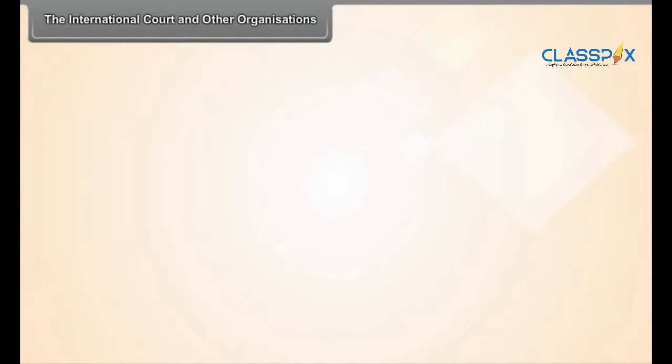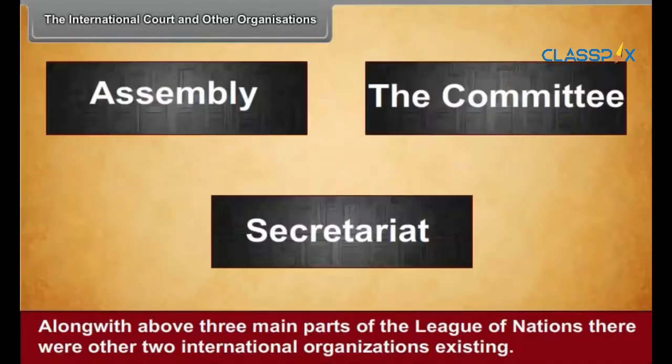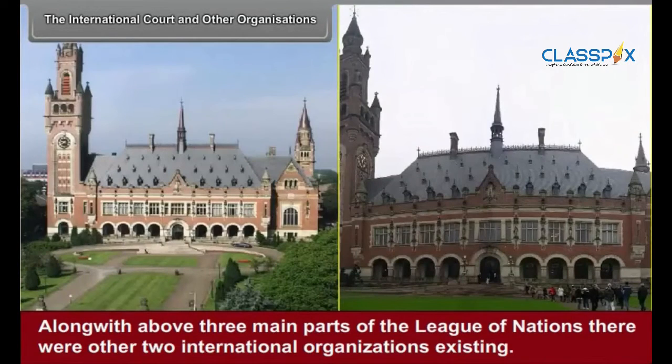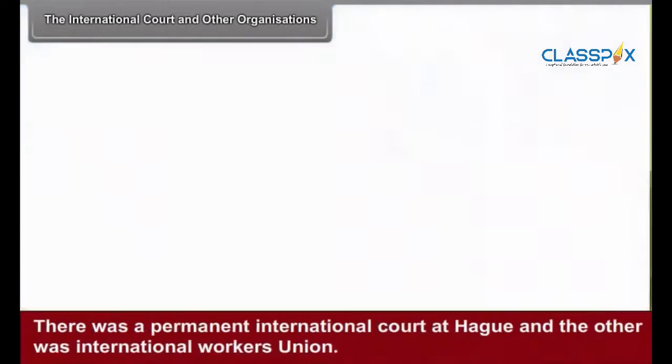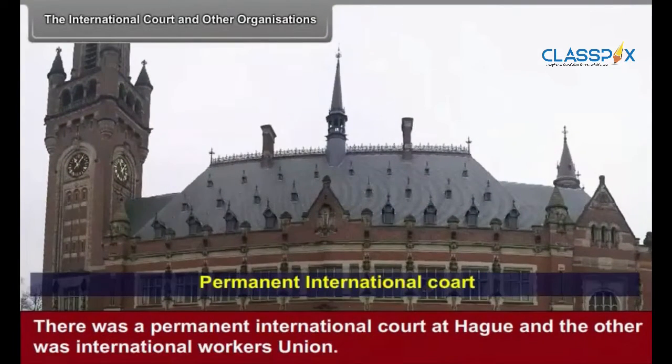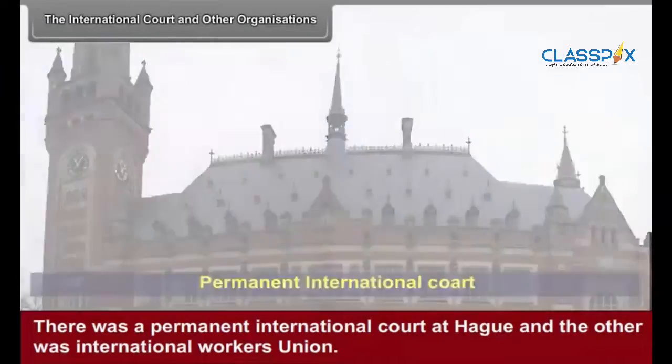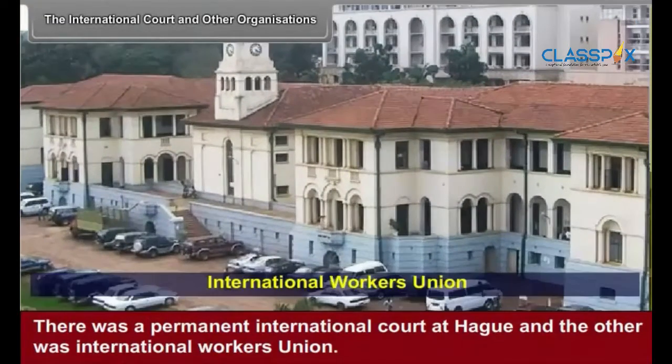The International Court and other organizations. Along with the above three main parts of the League of Nations, there were two other international organizations existing. There was a permanent international court at The Hague, and the other was the International Workers' Union.